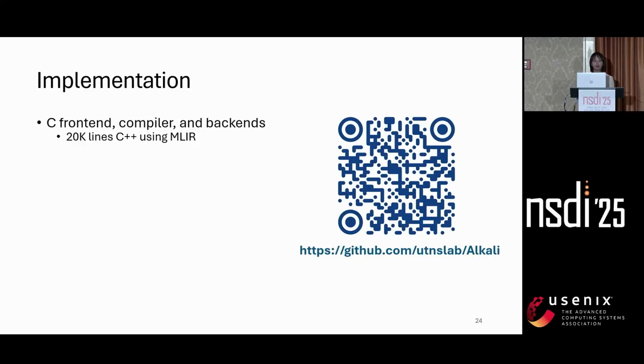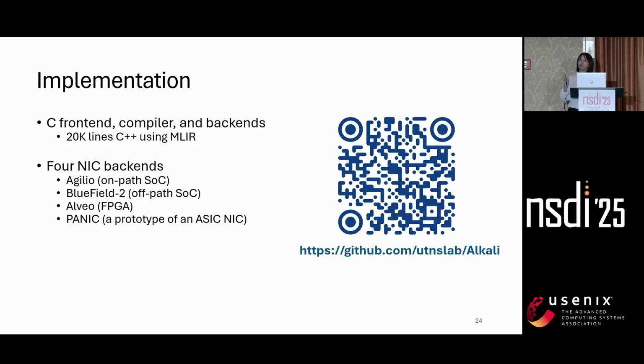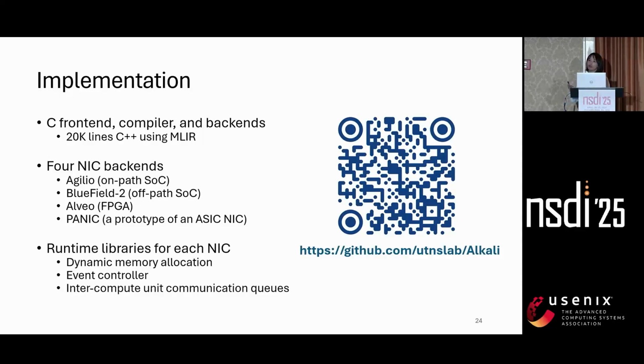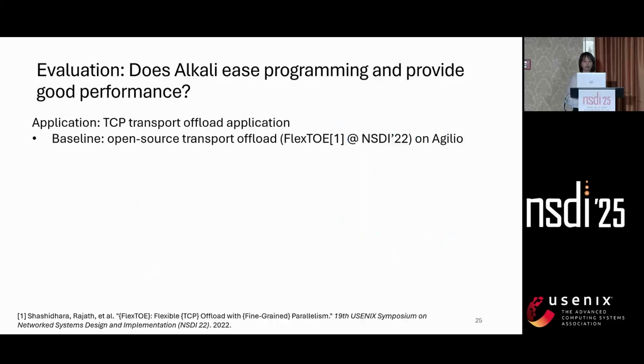So we have implemented Alkali's C frontend, compiler, and backends, totaling 20K lines of C++ using the MLIR framework. And currently, we support 4 different NIC backends, including Agilio NICs, BlueField-2, FPGA NICs, and PANIC. We have also built runtime libraries for each NIC, including managed dynamic memory allocation, event controlling like flow steering, and inter-compute unit communication.